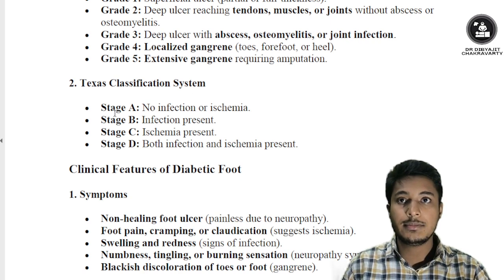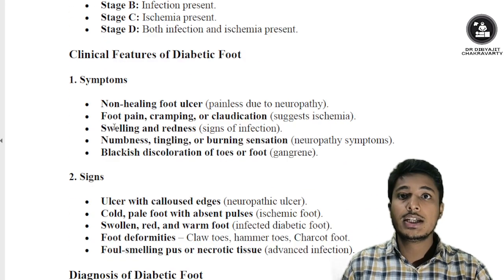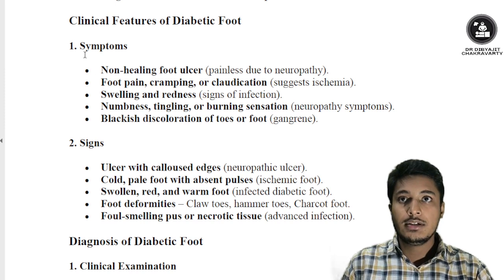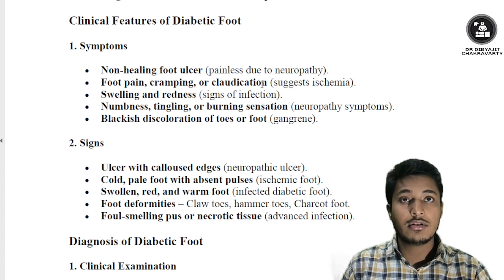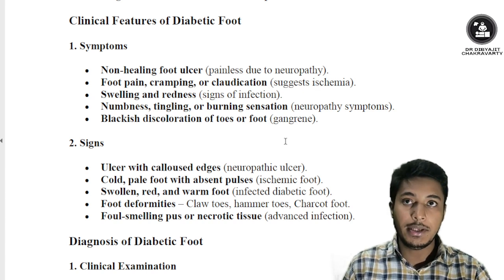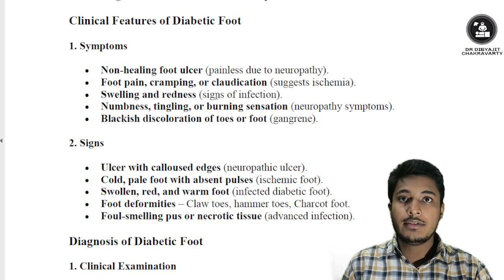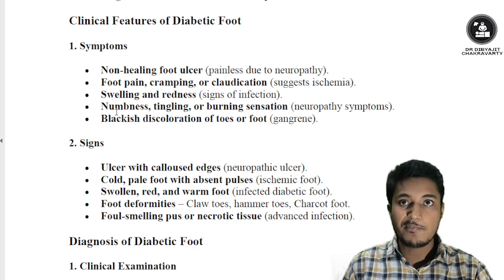Texas classification system includes stage A without any infection or ischemia, stage B with infection, stage C with ischemia, and stage D both infection as well as ischemia. Clinical symptoms of diabetic foot. Symptoms include non-healing foot ulcer, which is painless due to neuropathy; foot pain, cramping or claudication, which suggests ischemic pain; swelling and redness, that is signs of infection; numbness, tingling or burning sensations, that is neuropathy symptoms.